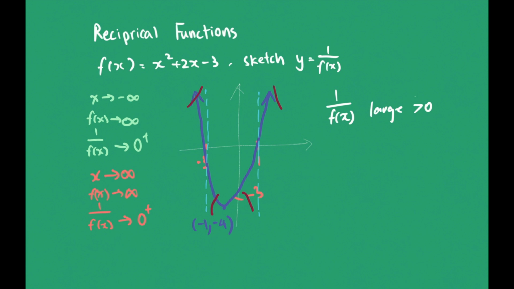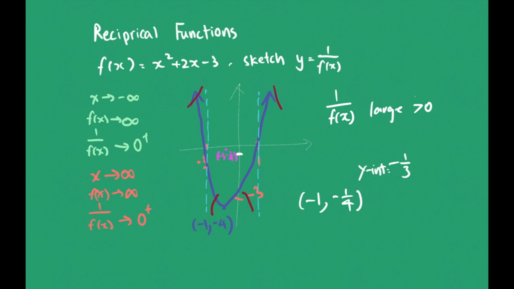Okay, now we've looked at the behavior, let's look into more detail. The vertex of the parabola is (negative 1, negative 4). So the corresponding point on the reciprocal function would be (negative 1, negative 1 over 4) as the vertex. Apart from that, the y-intercept of the function is negative 3. So the y-intercept of the reciprocal function would be negative 1 over 3. So it will be right here.